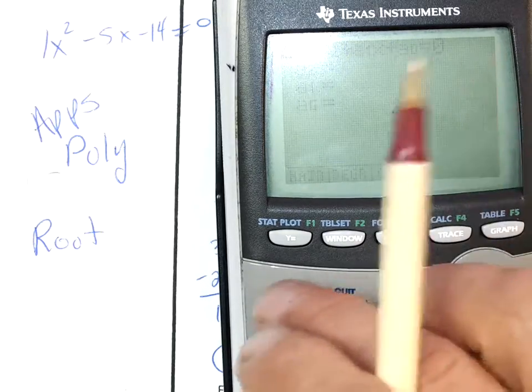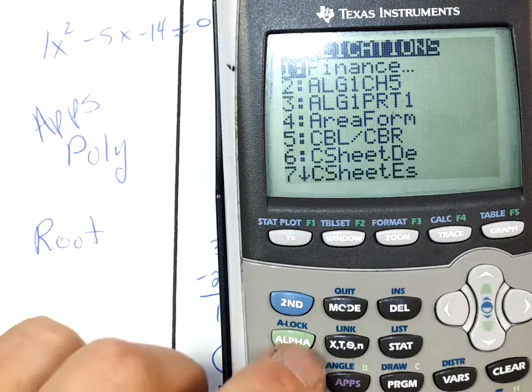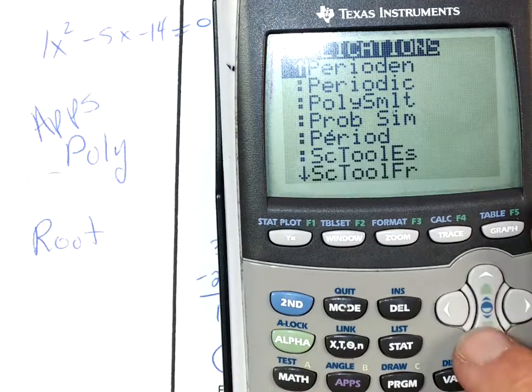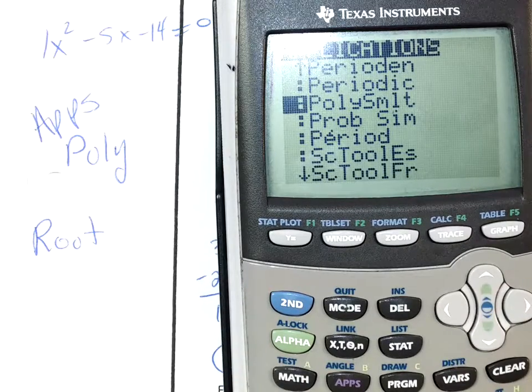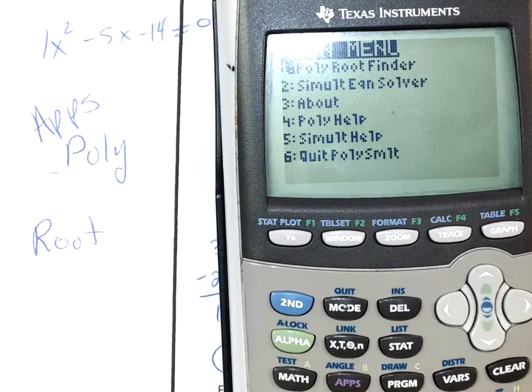Quit. Okay, so apps, and then I go to my P's, poly. Right here, so push enter. Enter again. I want poly root finder.